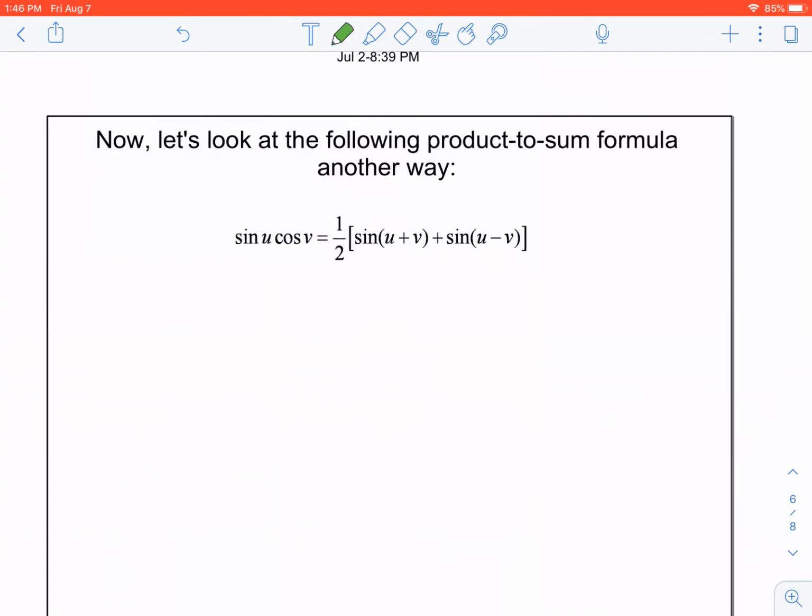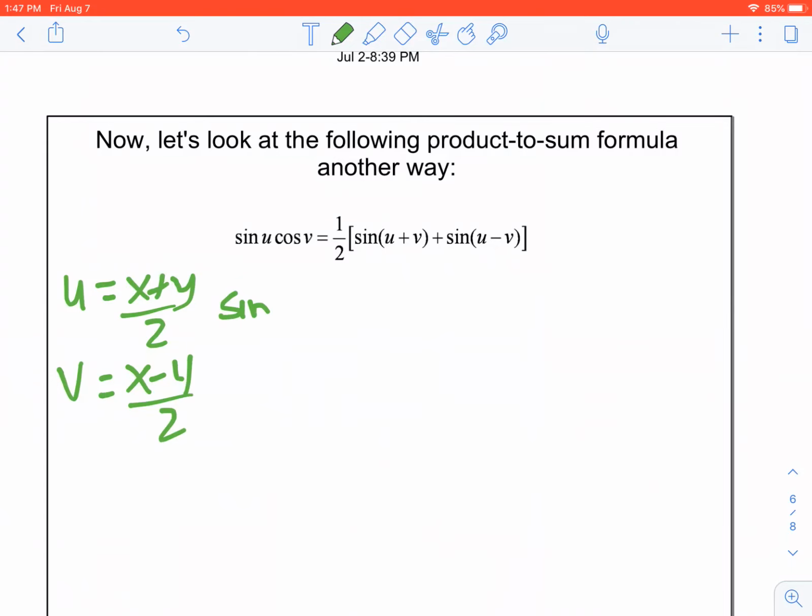So on these, we're going to let u be x plus y over 2, and we're going to let v be x minus y over 2. I can let u and v be anything if it makes this work. So what we're going to do then is fill that into our expression here.